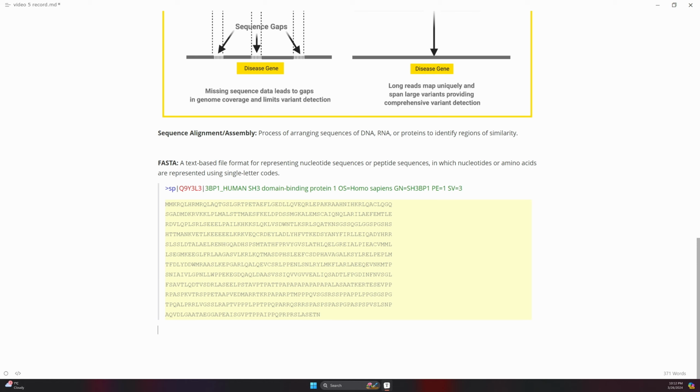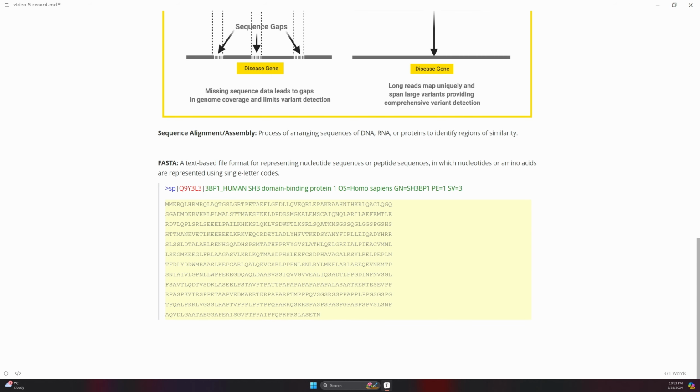The second line and below are the sequence of this protein, annotated by the different amino acids. And then the FASTA file just goes on and on to the next gene, which starts with a greater than sign again, and then that's another SP.